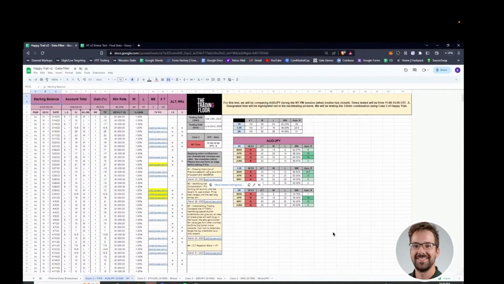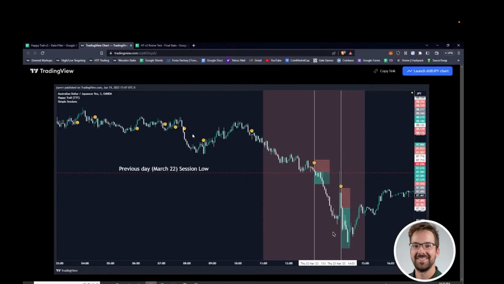And I gave you some tips. So drawing the high and low of the previous session using as a form of support resistance. And I also give the example of when I took this backtested trade. You won't be able to see this, but if you go to March 22nd, 2023, at this time, you'll see that there's a happy trail smiley, and I drew the low of the New York session from the previous day.